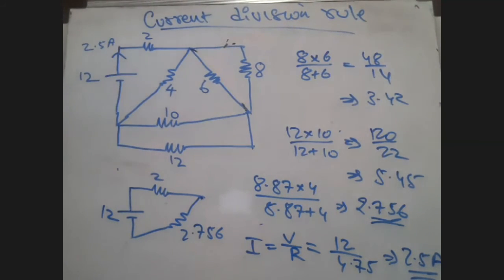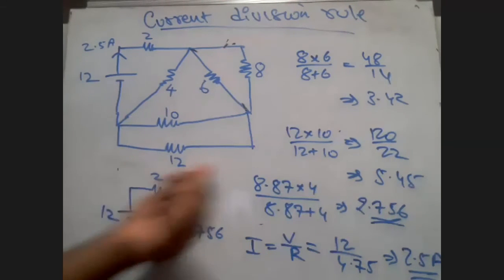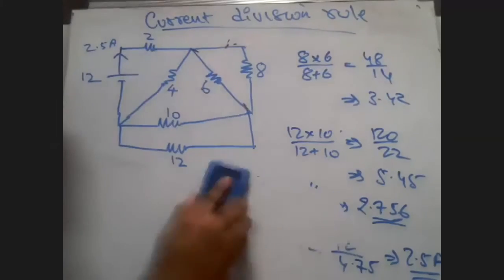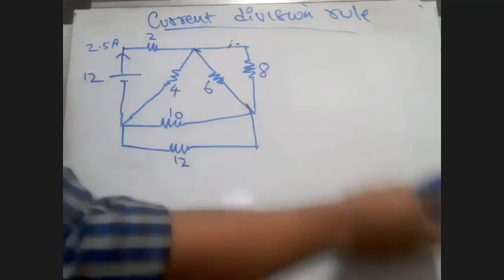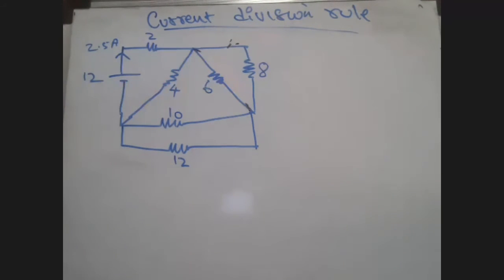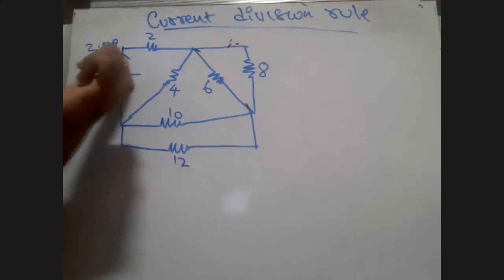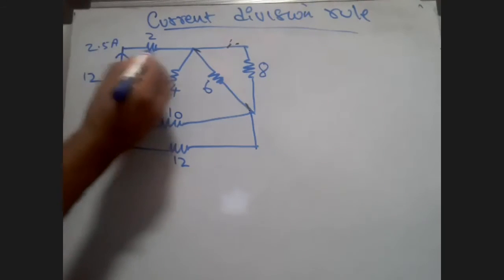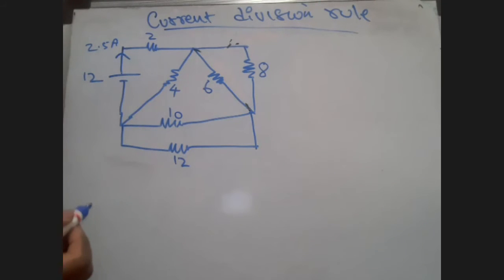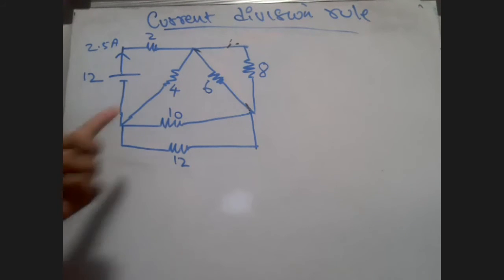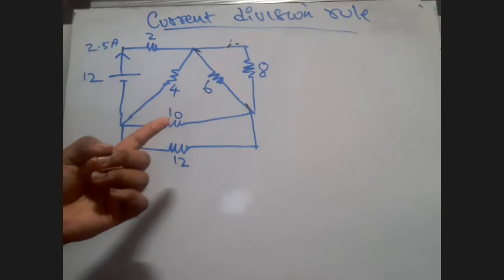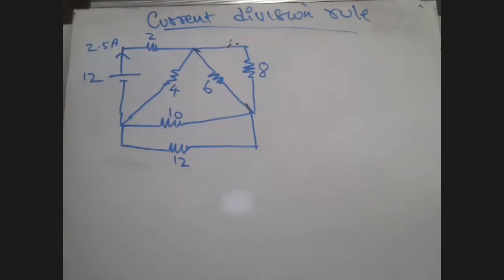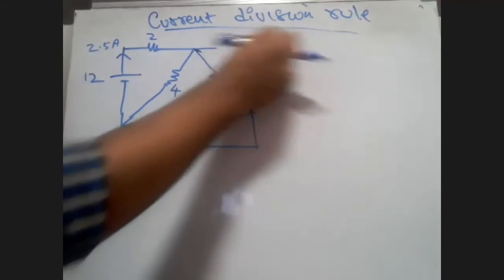My question was to find out the current passing through 12 ohms. Here you will see a nice way of using the current division method. You'll enjoy this. Let's make it more simple. The 8 and 6 over here were parallel with each other, yes or no? So how much did we get in that? 3.42. So I will remove that 8 point and write just 3.42.